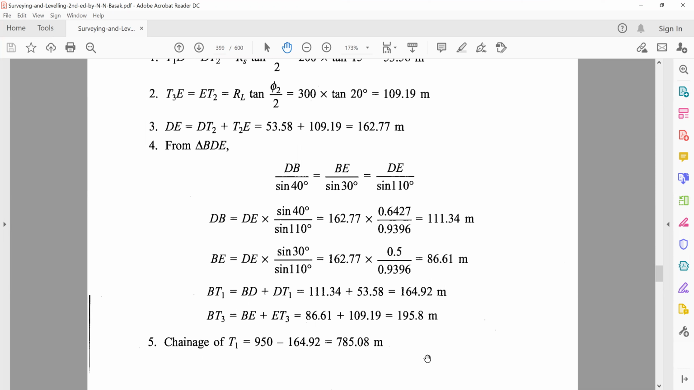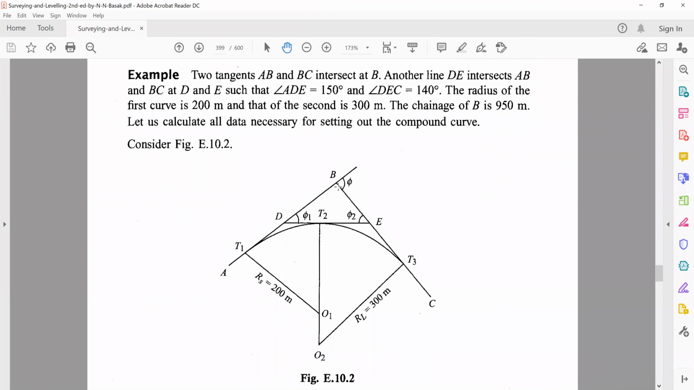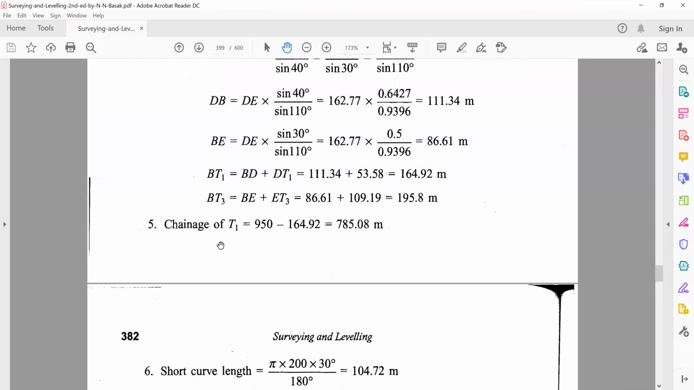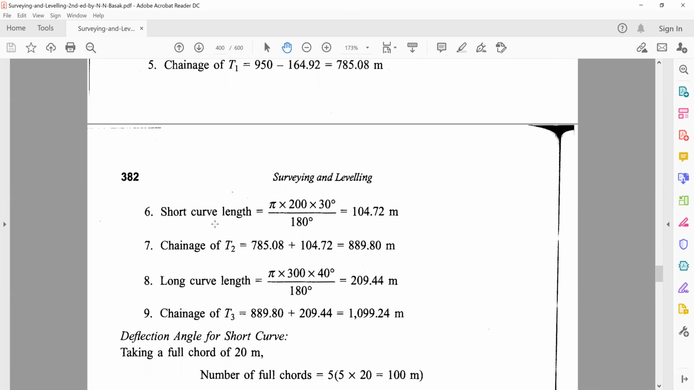From there, what they've done is they've calculated the chainage of the point T1. So what we were given was the chainage of the point B. From that, you subtract BT1, or the tangent length of the combined, compound curve. And from that, you get the chainage of the point T1. Then we calculate the curve length of the shorter curve. So if you remember, we just discussed the equation pi r into phi 1 divided by 180.